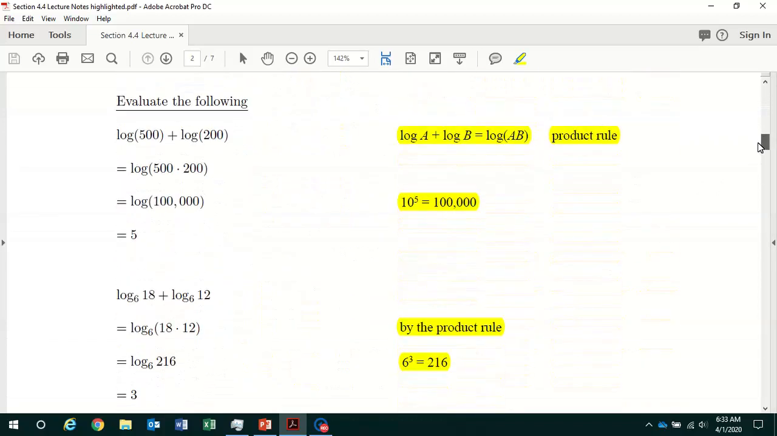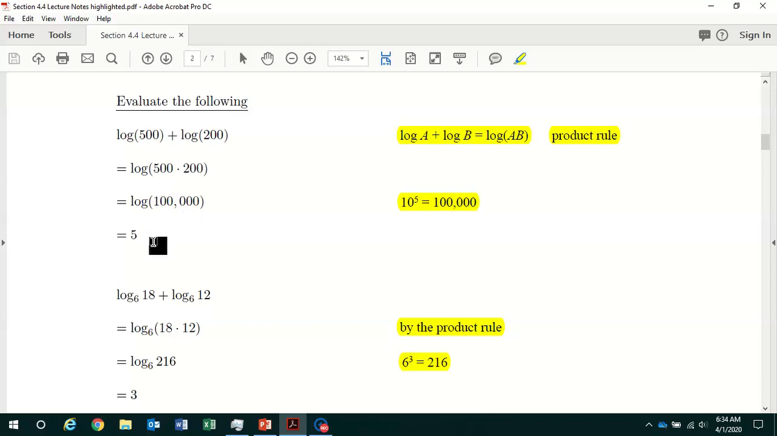So top of page 2, we have to evaluate the common log. Now there's no base given on the log, right? So we know that this is the common log, log base 10. And so we have the common log of 500 plus the common log of 200. Well, from page 1, we switch the two sides of the equal sign. We know the common log of a plus the common log of b is equal to the common log of a times b, right? That's the product rule. Two sides switched. So following the pattern, this is equal to the common log of 500 times 200, and 500 times 200 is 100,000.